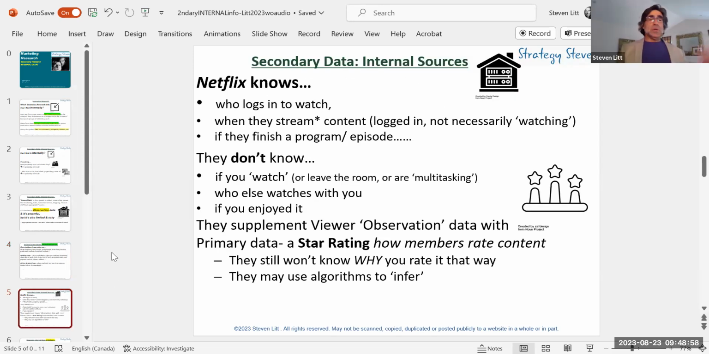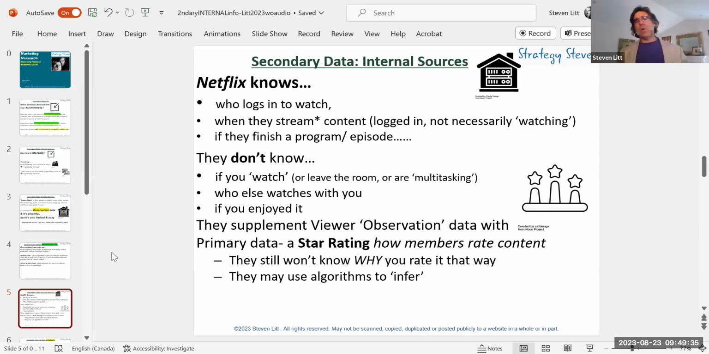Netflix knows who logs in to watch, when they stream their content, and whether they finish watching that program or not. They don't know, however, and this is where we get into the limitations of observation data, if you really watch. You might be multitasking, you might be leaving the room. The program's still streaming in your empty room, and they're recording it as being viewed. They don't know who else watches with you, a friend, a romantic partner, kids, seniors, etc. They don't know if you enjoyed what you watched.